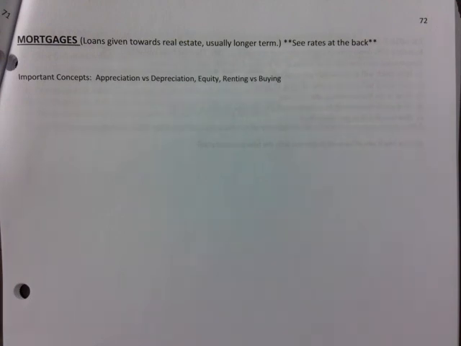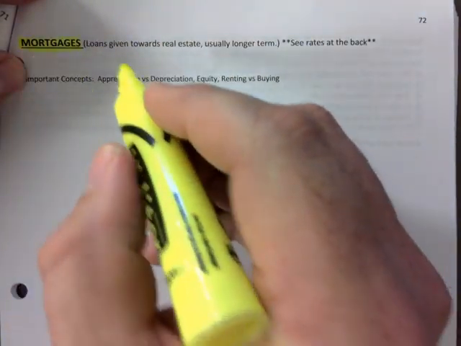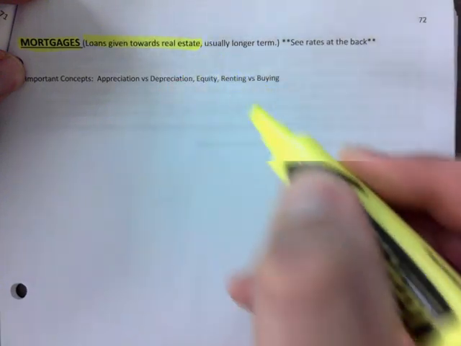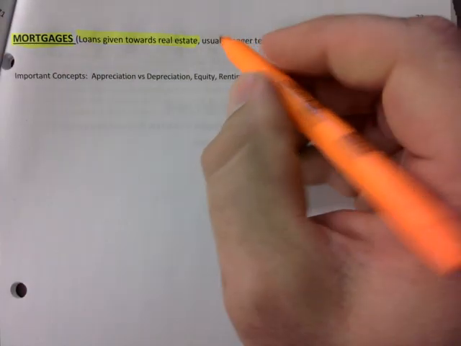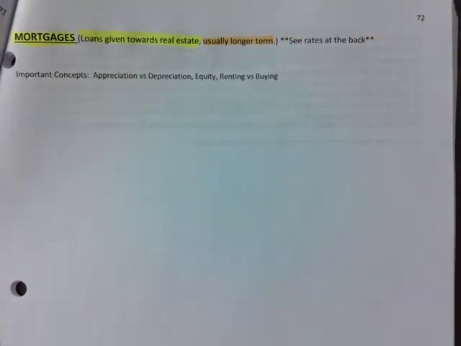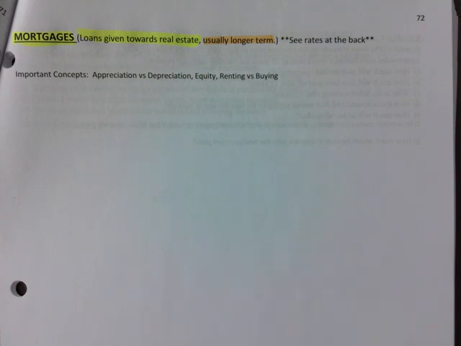So the first thing I need you to just remember, mortgages are really just loans given towards real estate. And another difference is it's a longer term than just a regular loan. Most loans are no longer than 5 years. Okay, for a car, computer, whatever you want, it's usually up to 5, I should say. And mortgages are usually longer terms.